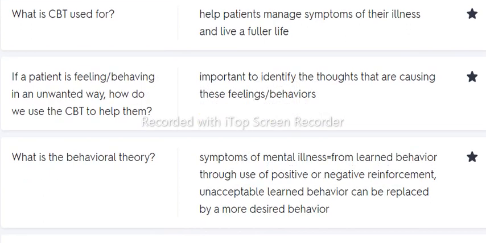What is the behavioral theory? Symptoms of mental illness result from learned behavior through use of positive or negative reinforcement. Unacceptable learned behavior can be replaced by more desired behavior.